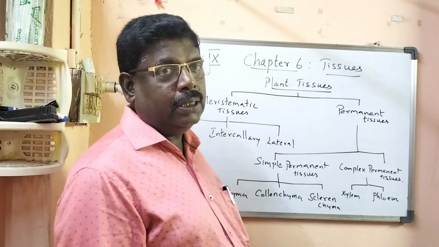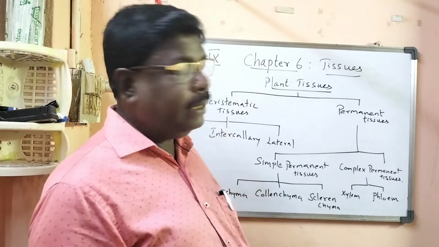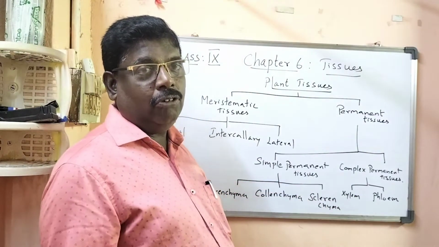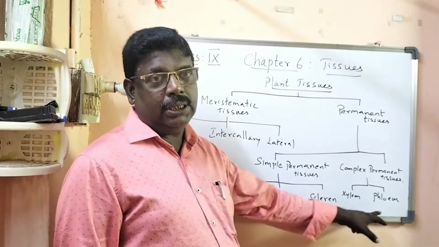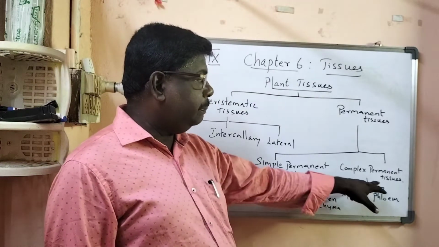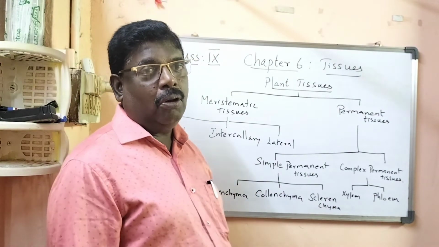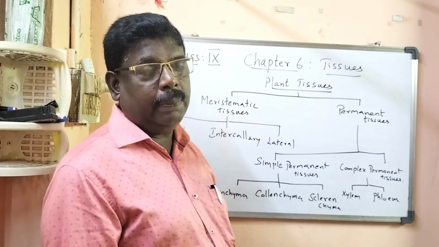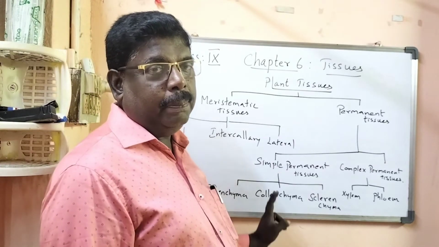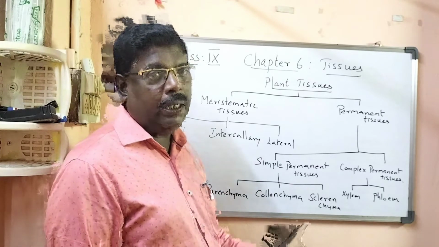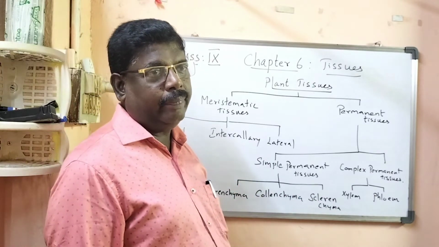Xylem conducts water upward from the root hairs to the aerial parts of the plant, and phloem conducts food materials from the leaf downward. So this is water conduction, and this is food conduction. Complex tissues have more than one type of cells, while simple tissues have only one type of cells. Simple tissue examples are parenchyma, collenchyma and sclerenchyma, and complex tissue examples are xylem and phloem.